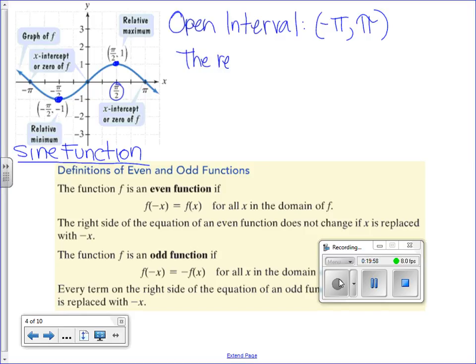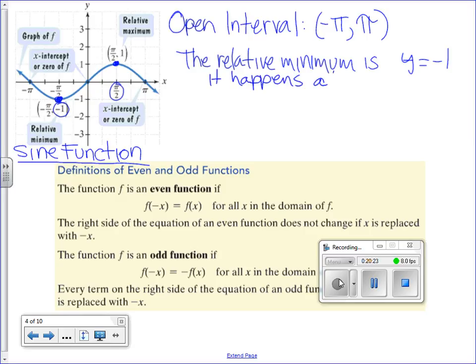The relative minimum is the y value, so that is -1. And let's say y equals -1. And it happens at x equals, what will be the x value here? Negative pi over 2. Negative pi over 2 is the equivalent to negative 90 degrees. Yes, you can have negative degrees.